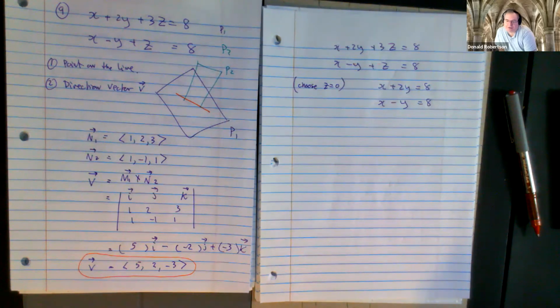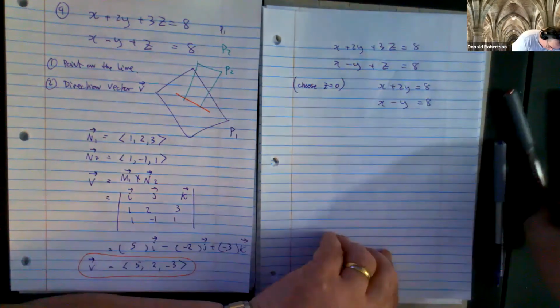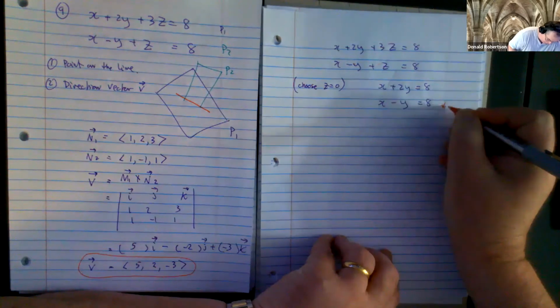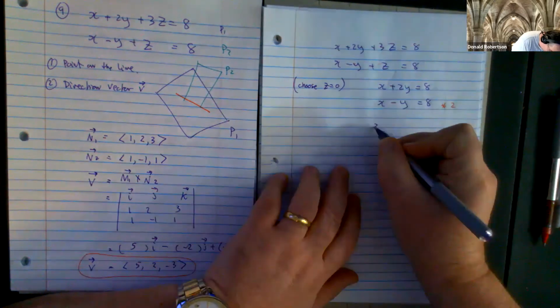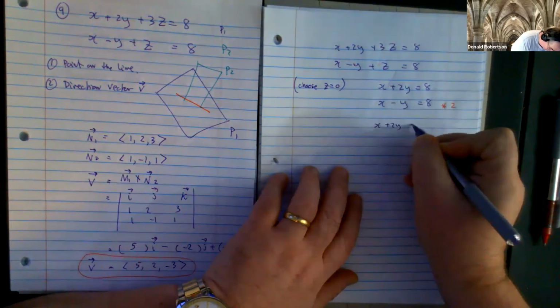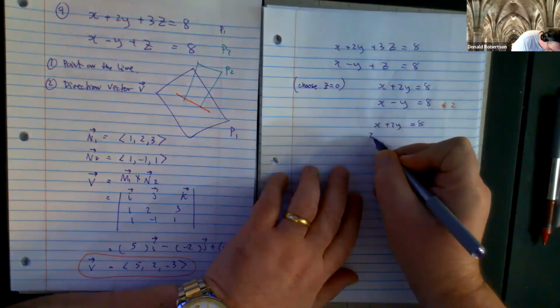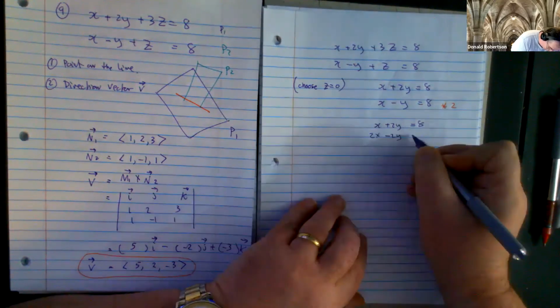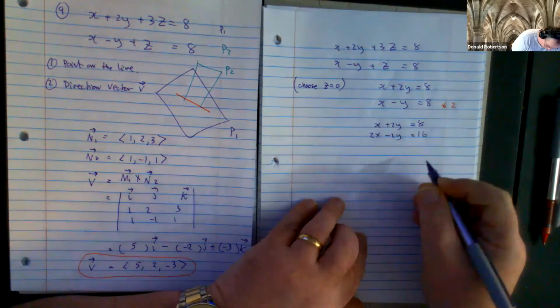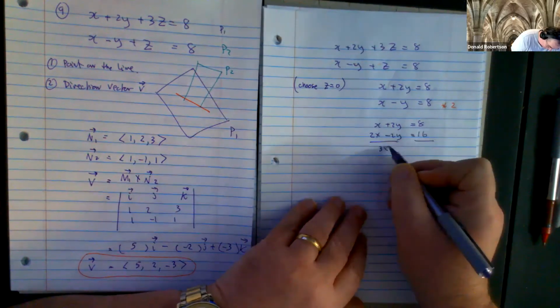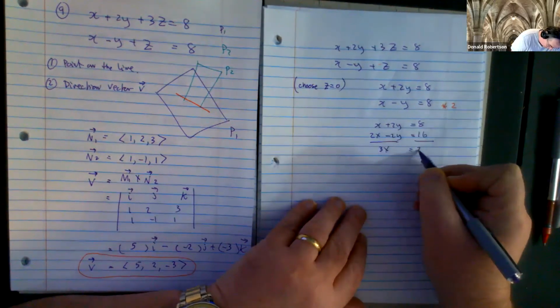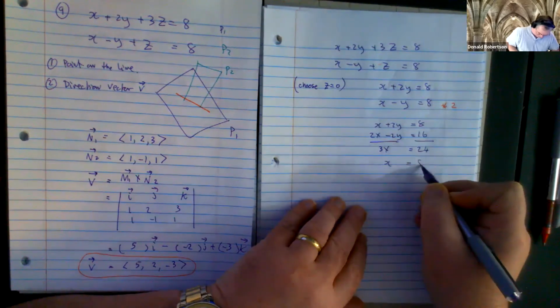I could do it by the addition method. I could rearrange it and do a substitution method. I'm just going to multiply this guy here by 2. And what I now have is x plus 2y is 8, and 2x take away 2y equals 16. And when I add them, 3x gets me 24, and that gets me x equals 8.